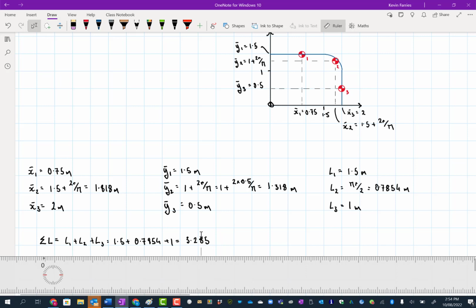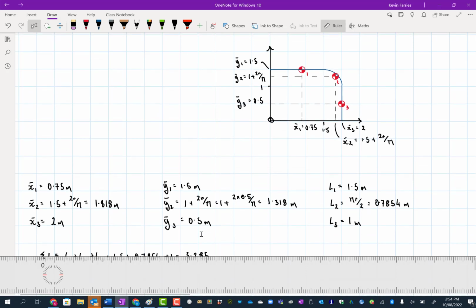Now the formula we're using this time, because the weights per unit length, so the weight per meter of each of these pipes, is all the same. In other words, it's all the same size of pipe. The formula we're using is the x position of the centroid of the composite shape is equal to the position of the centroid of each shape times its length, divided by the total length. And similarly, the y position of the centroid of the whole shape is equal to the y position of each shape times its length, divided by the total length.